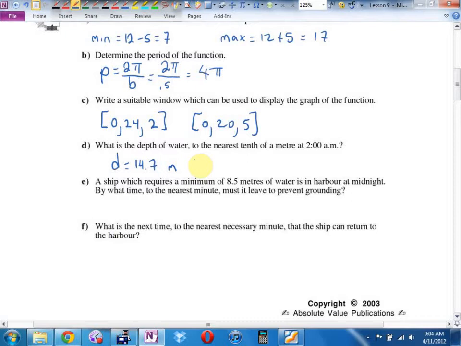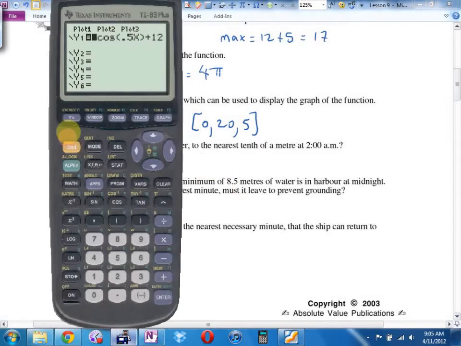By what time? Oh, find an X value. See, I put that together. Okay, how am I going to do this one? Well, if you remember, we did this with logs. If they give me a Y value of 8.5, we graph it as Y2. So Y2 equals 8.5. There are other ways to do this, but this is the most visual.